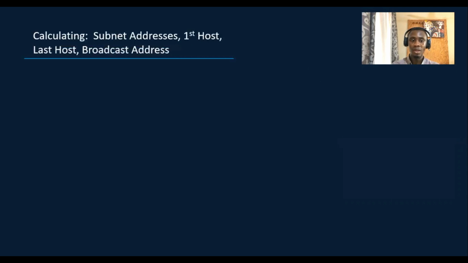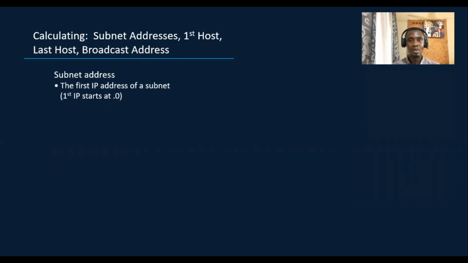Okay, so the next thing we'd like to look at is an example. And before we do that, let's look at some terms. In this case, we'll be calculating the subnet addresses, the first host, the last host, and the broadcast address. So let's look at what we mean by these terms. A subnet address is the first IP address of a subnet. Normally we should take note that it starts from .0. That's the first IP, the subnet address for the first subnet. The next will start from the next range depending on the subnet size.